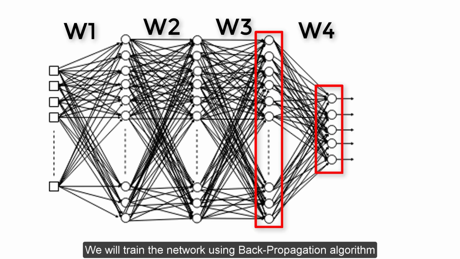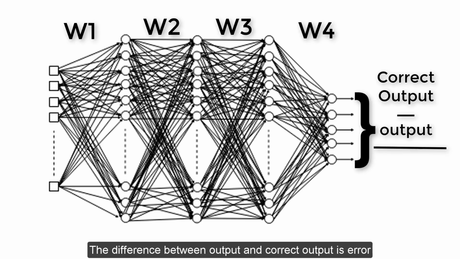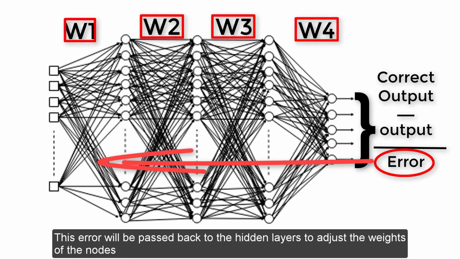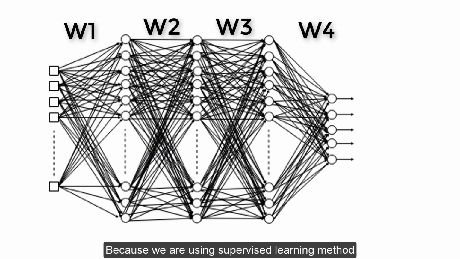We will train the network using backpropagation algorithm. The output we will get will be subtracted from correct output. The difference between output and correct output is error. This error will be passed back to hidden layers to adjust the weights of the nodes. The correct output is predefined because we're using supervised learning method.